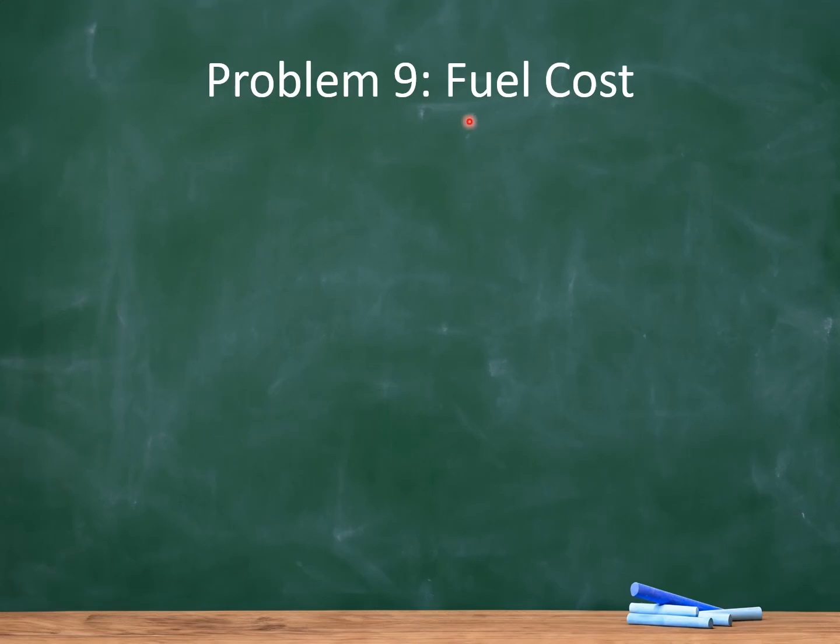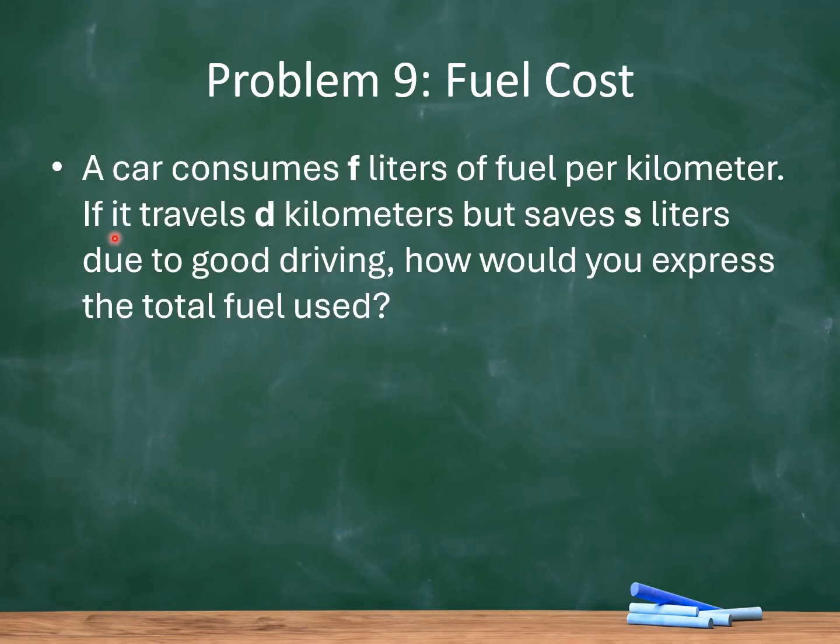Problem 9. It's about fuel cost. A car consumes F liters of fuel per kilometer. We do not know how many liters a car can consume, so we will use F to represent that quantity. If it travels D kilometers, we do not know how many kilometers the car traveled, so we will use D to represent that quantity. And then notice that it says here, but saves S liters due to good driving.